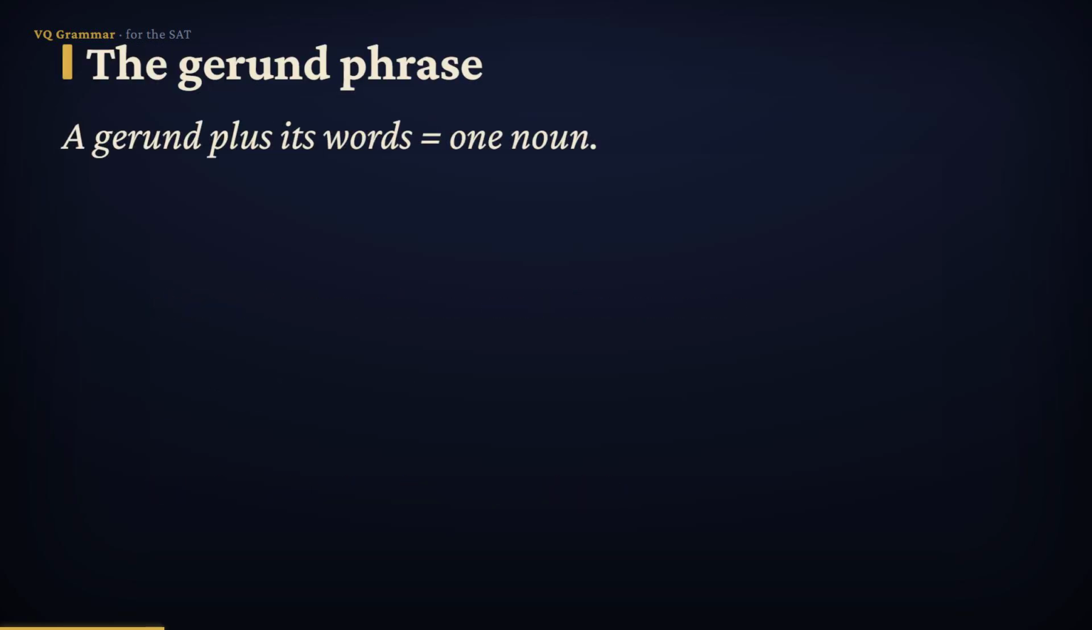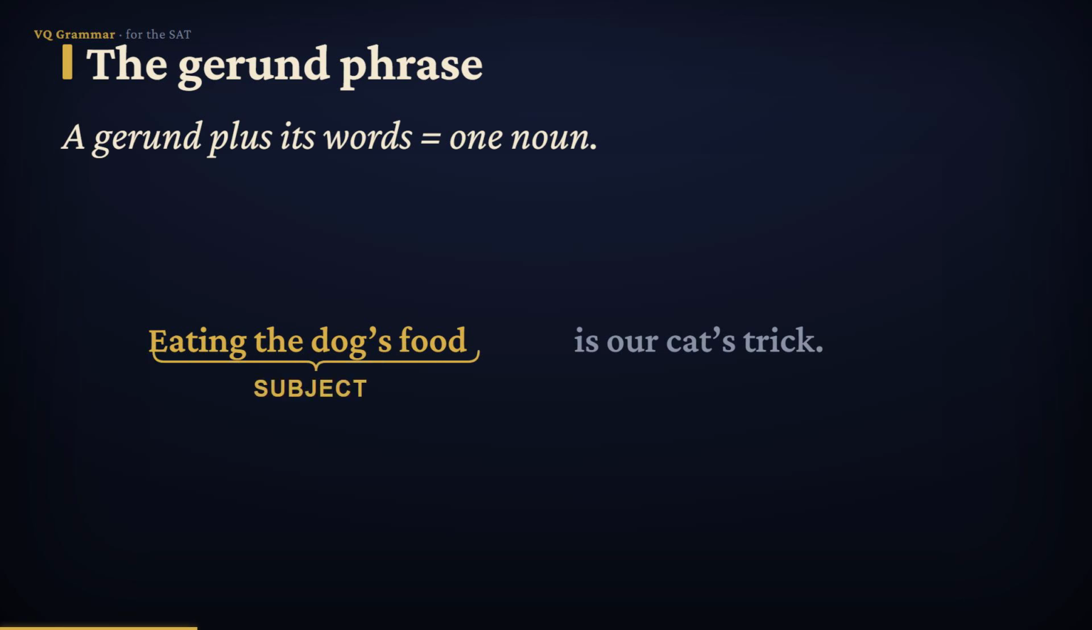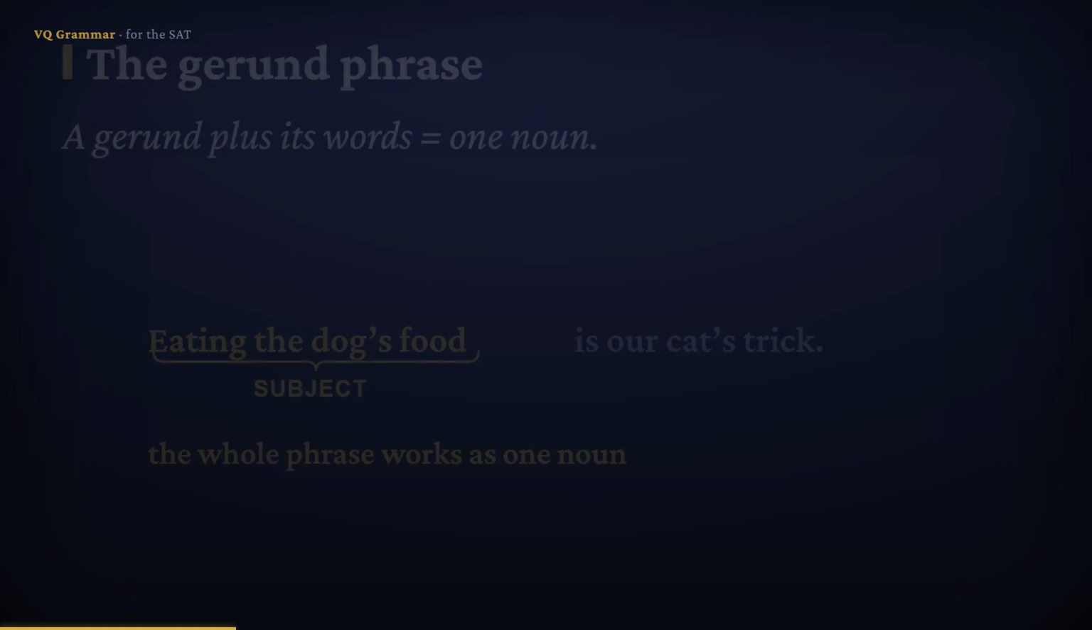A gerund often brings along other words, forming a gerund phrase: the gerund plus its modifiers and complements. Eating the dog's food is our cat's favorite trick. The whole phrase, eating the dog's food, is a gerund phrase, and it acts as a single noun, the subject of the sentence. So a gerund phrase is just a gerund with company, but it still does one noun's job.